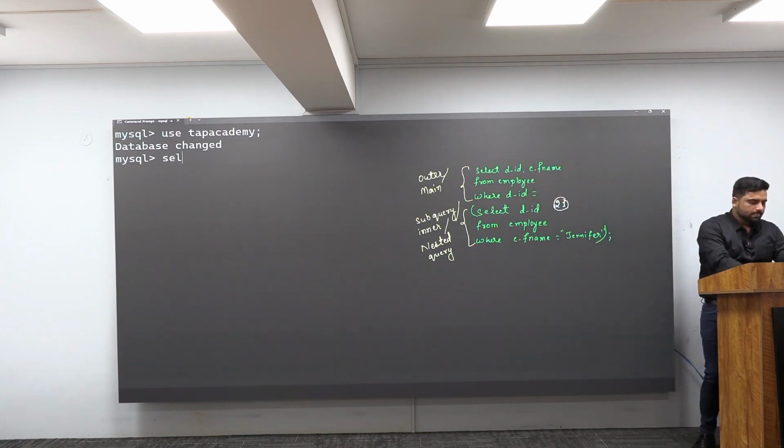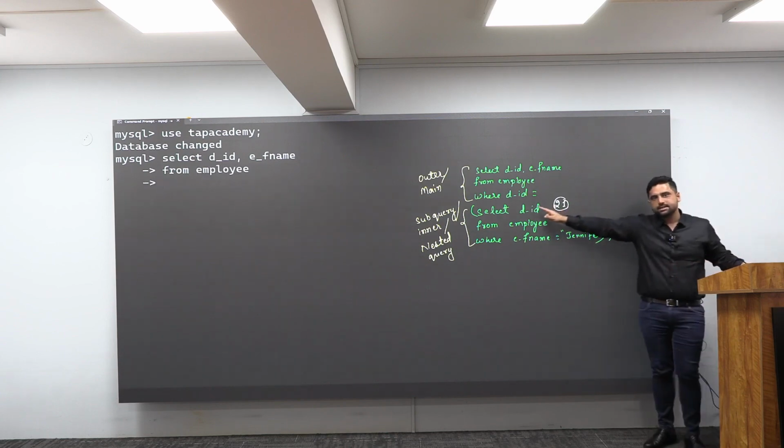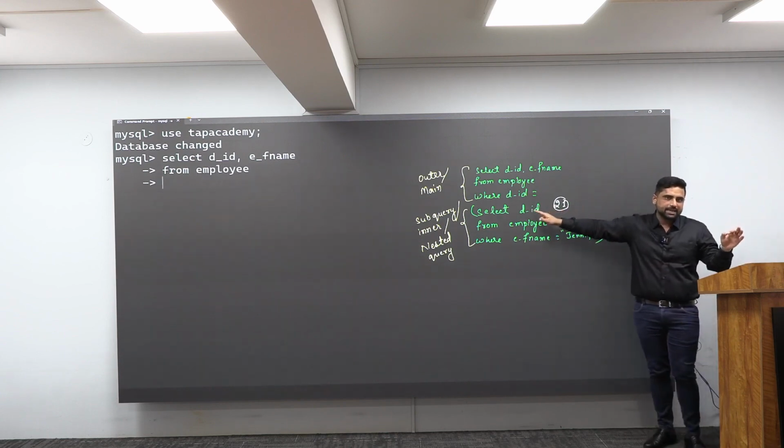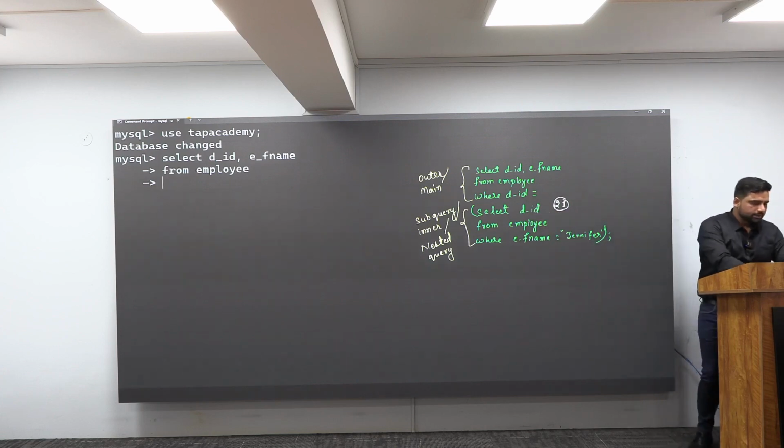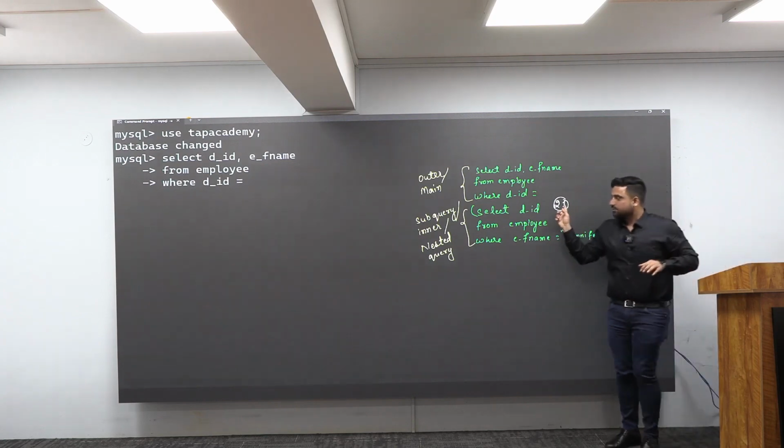So what is that? Select department ID, first name. From which table do we have to select this? From employee. And what do we have to match with our inner query? Department ID. So what should we write over here? Where department ID should be equal to 21.